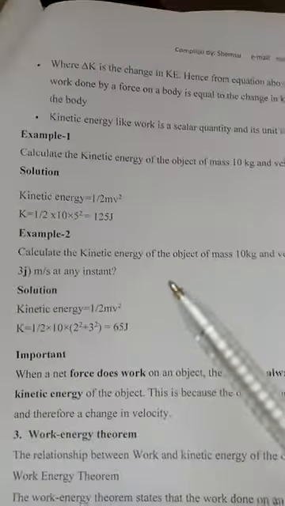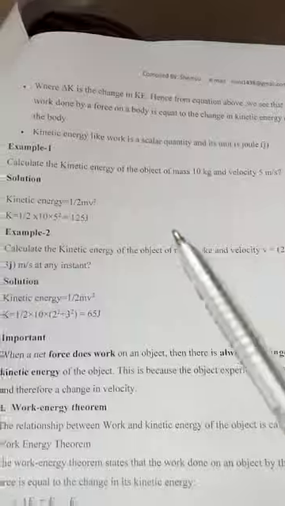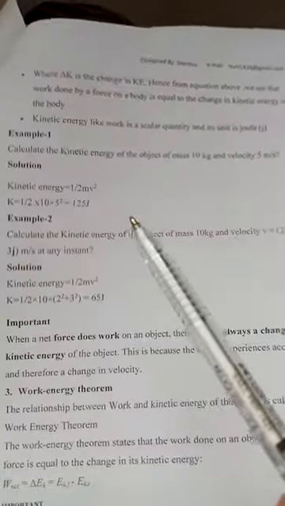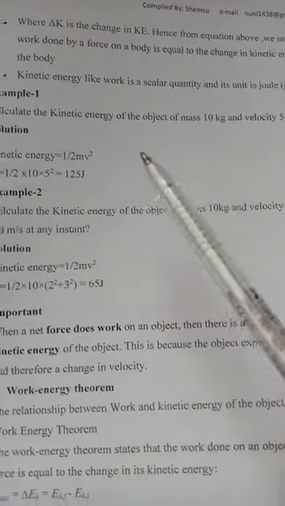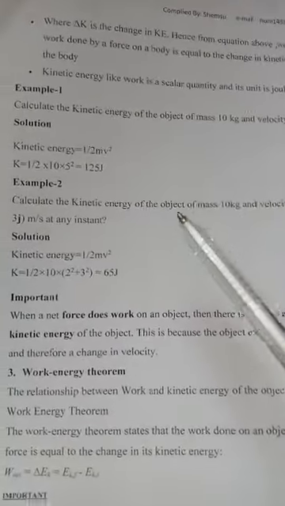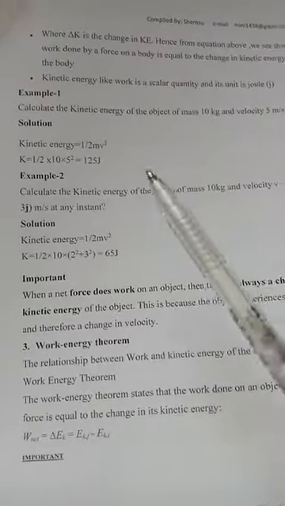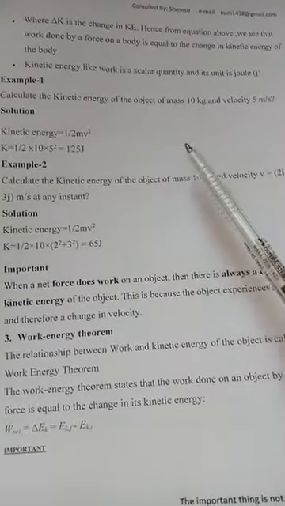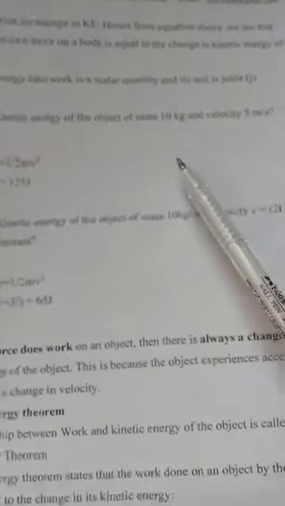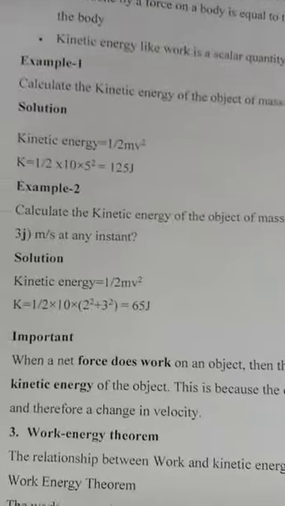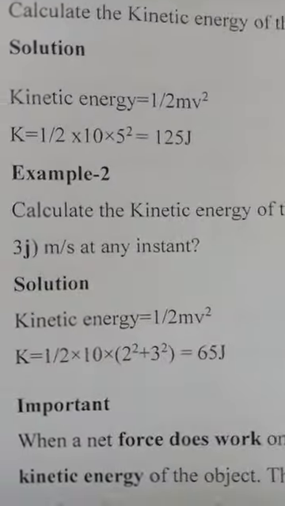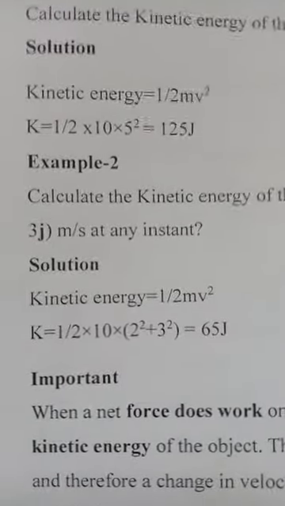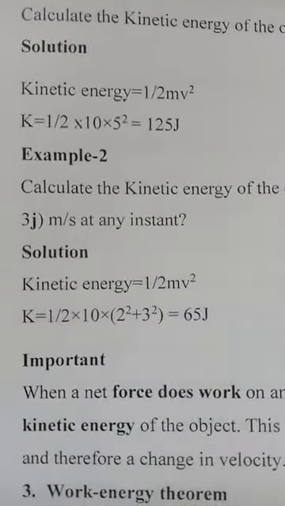So we can do a simple example on this concept. The kinetic energy is a scalar quantity and its SI unit is joule, just like work. Calculate the kinetic energy of an object of mass 10 kg and velocity 5 meters per second. Kinetic energy is equal to half times mass times velocity squared, which is 125 joule.